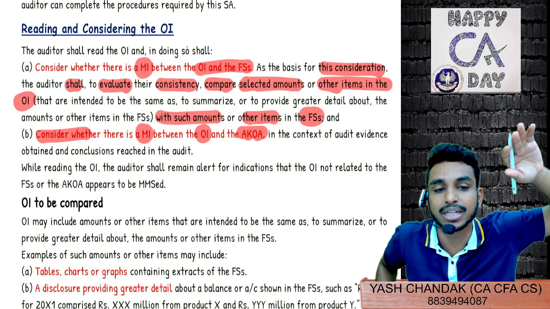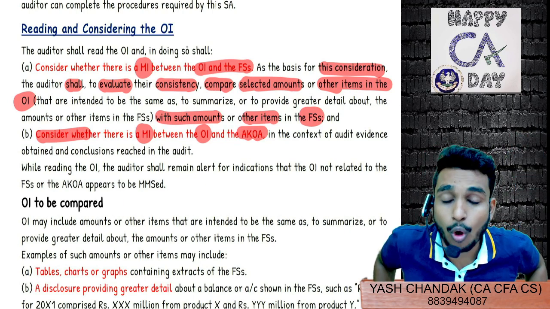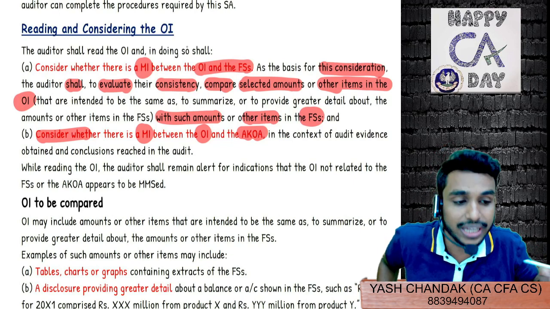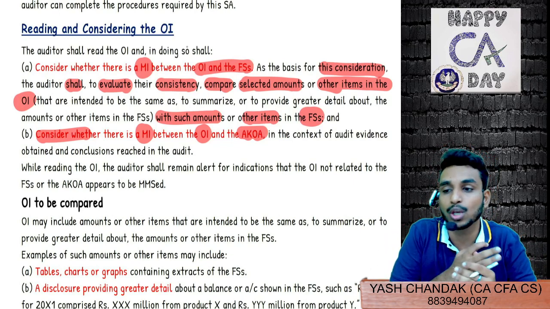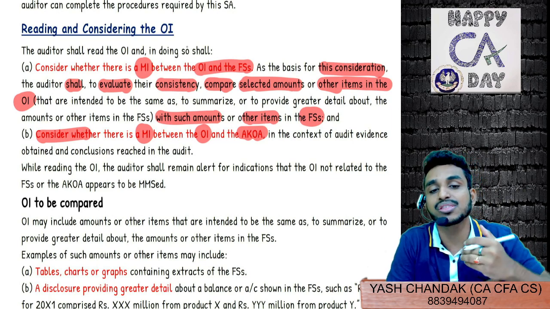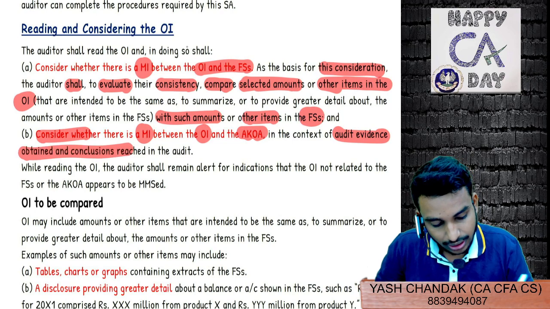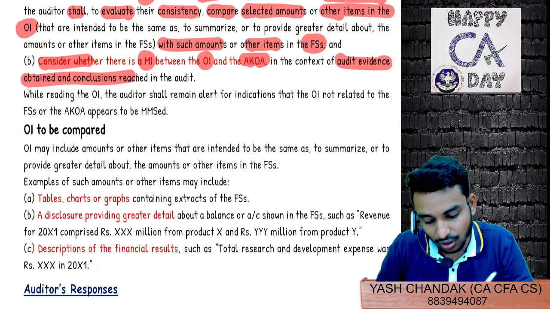Excel working file मैनेजमेंट ने जो दिया है regarding all the information provided regarding all the CSR expenses in all areas. So AKOA जो है अपने पास, AKOA, auditor knowledge obtained during the audit, and OI, whether that is consistent or not.